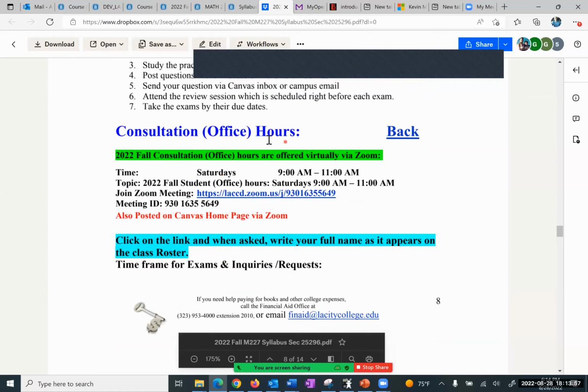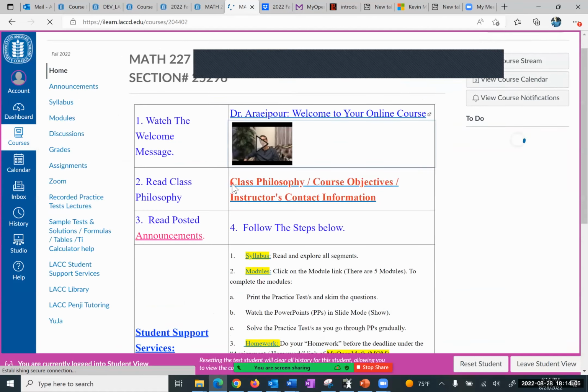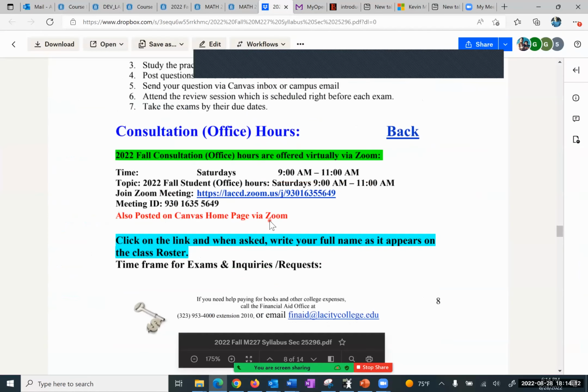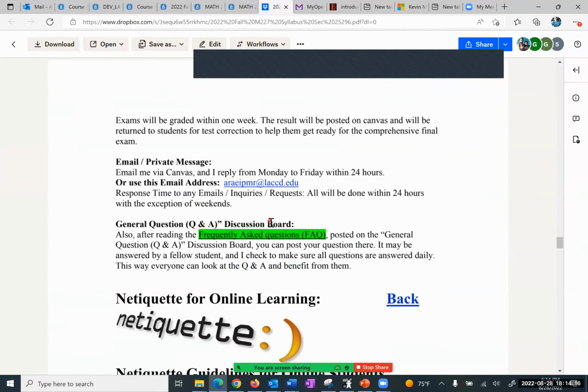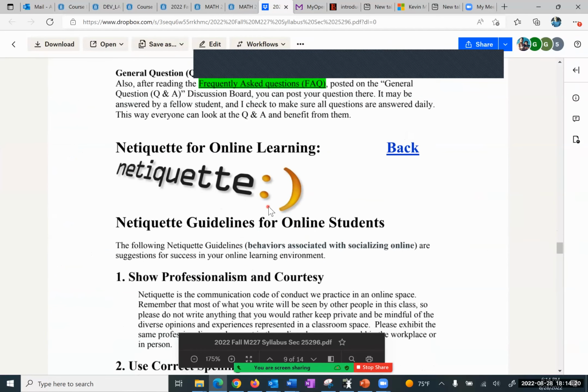Here's the office hours, and I want to mention that office hours are posted here as well as on the home page, at the bottom of the home page. Okay, so I want to make sure that it is understood. And of course, email, private messages. There's something called Netiquette for online learning. I suggest you read that.